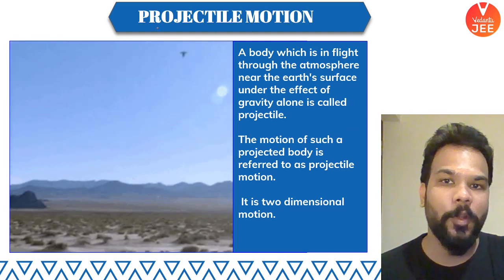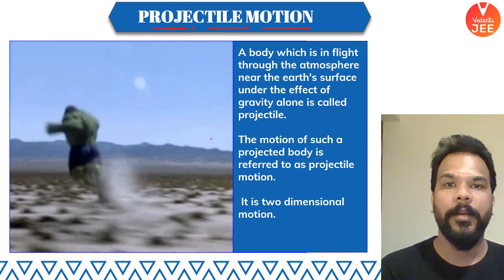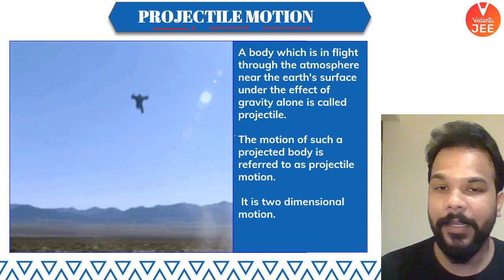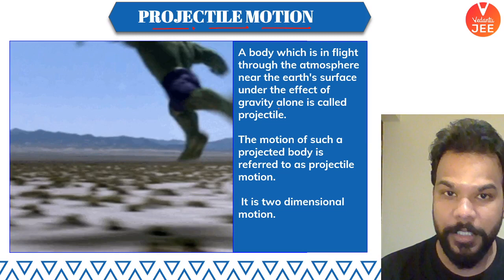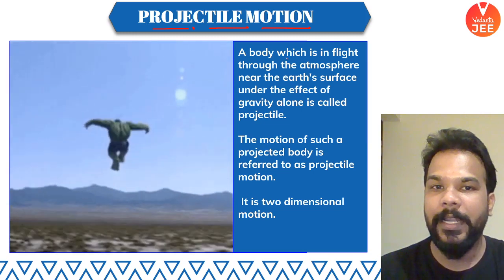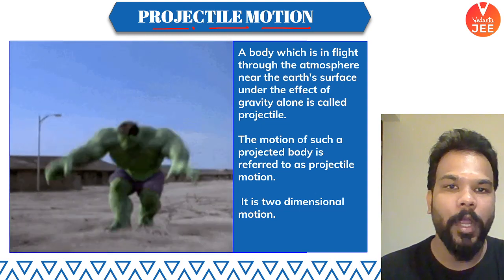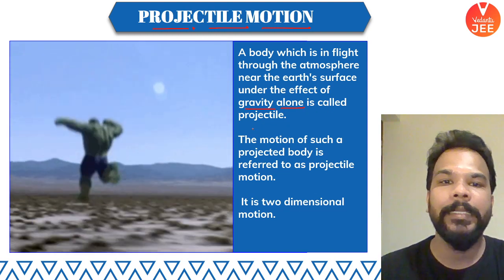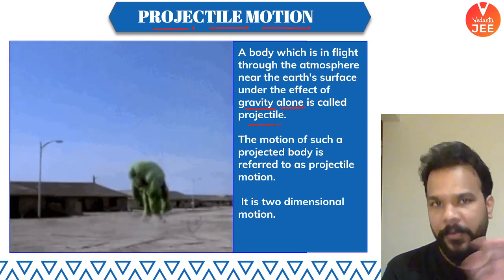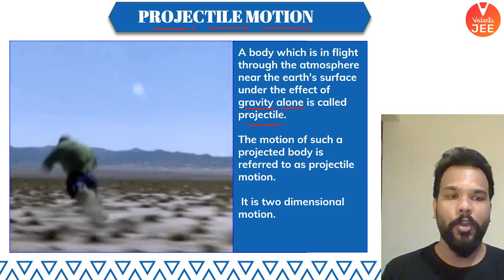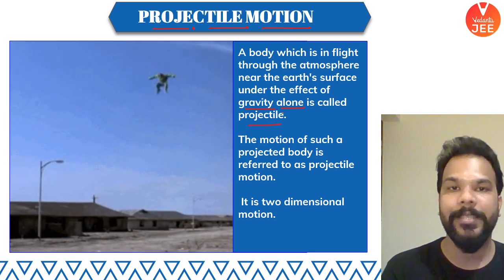So what exactly is projectile motion? Projectile motion, by definition, you can read here. The way this Superman character, not exactly Superman, Hulk is the character, and this super character is jumping, his motion is also projectile motion. So what does the definition say? It says that a body which is in flight through the atmosphere near the Earth's surface under the effect of gravity alone is called a projectile. That means, when you throw an object in the atmosphere but very close to the surface of the Earth, that object goes up and comes down, but it also covers some horizontal distance.